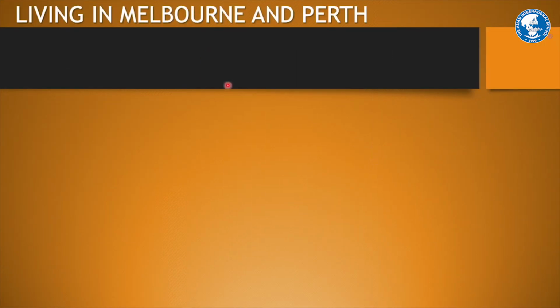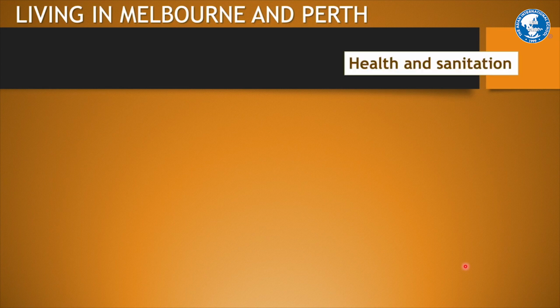So two capital cities, Melbourne, capital city of Victoria, and Perth, capital city of Western Australia, provide an insight into some features of living conditions in Australia at the turn of the century. However, the population size and economic development of these cities were different. Well, Melbourne had a large population and progressive economy compared to Perth. And now, let's take a look at health and sanitation in Melbourne and Perth.